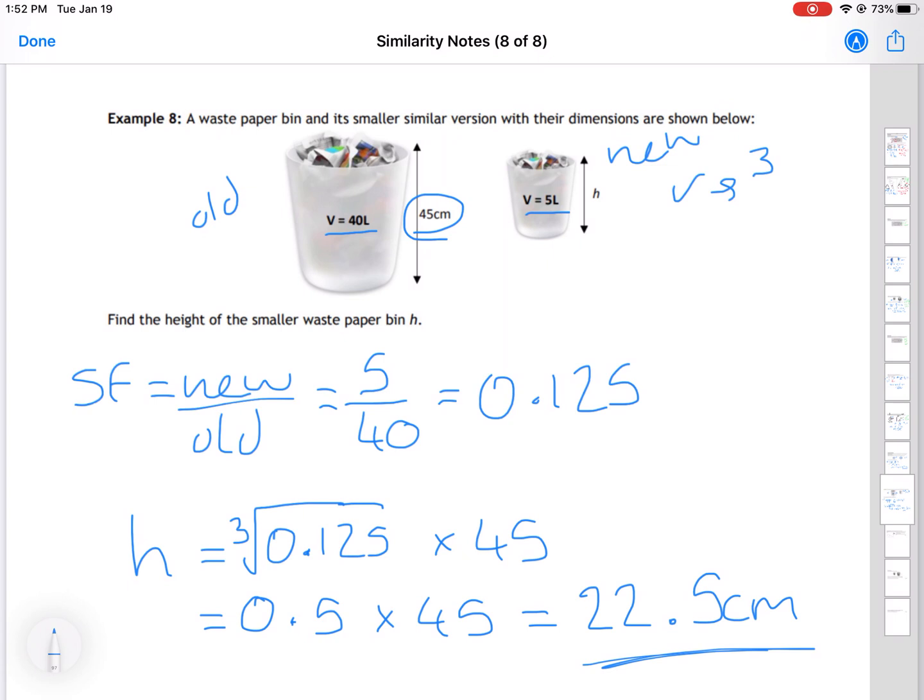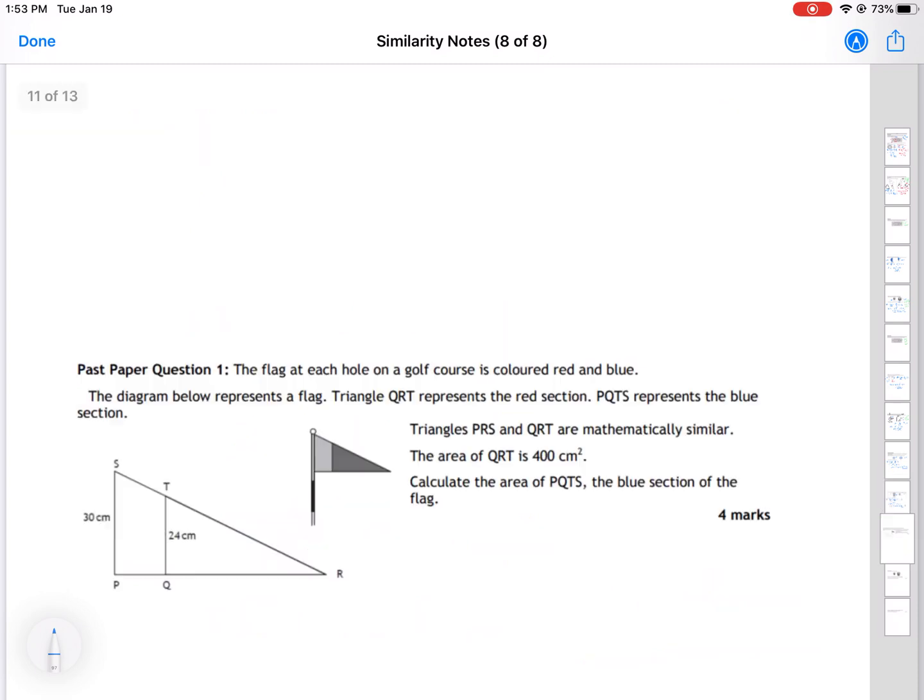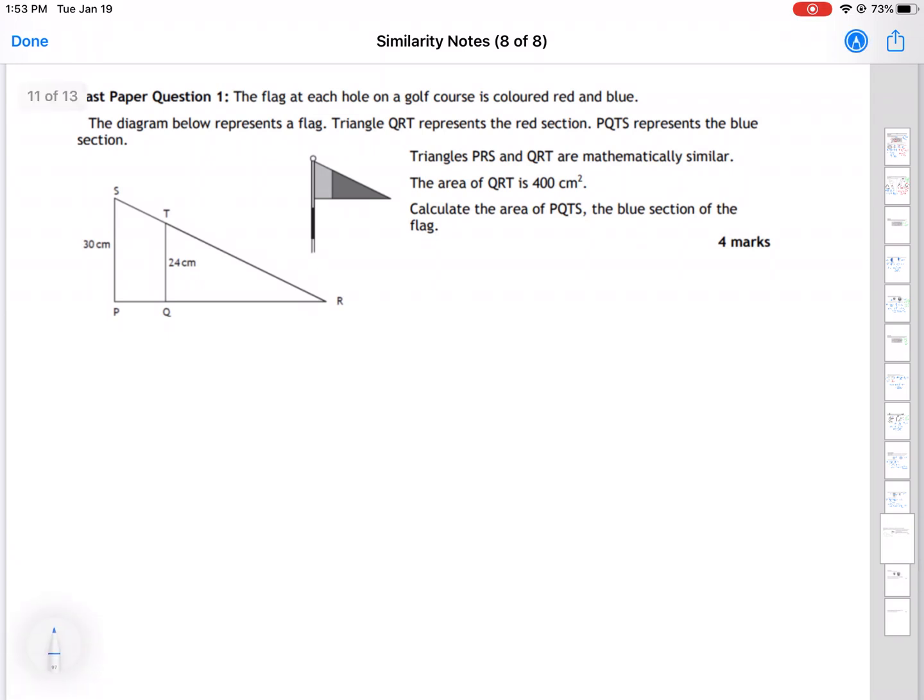Okay, the reason we're multiplying by the 45 again is because the 45 relates to the h, it's the height of the larger one. Now, for these ones, you will find them dotted throughout the past paper section. So we won't spend too much time on these. What you will get instead, probably in class, is a worksheet on this, rather than using the booklets for these ones.